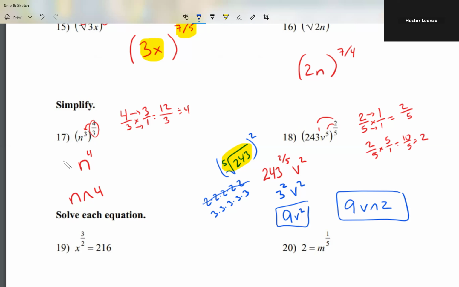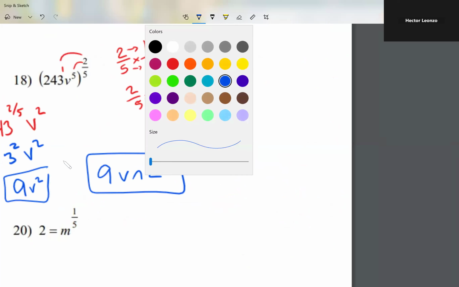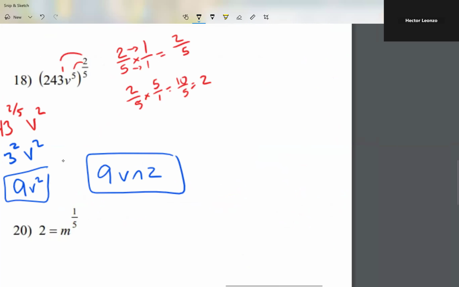Okay, some of you might be like, Mr. Leonzo, I kind of need another example, just on the numbers side. Okay, let's make one up. Let's make a question up. What if I said 8 to the 2/3? Some of you might be like, okay, I have a radical, I have an 8. This is cube root, and all of this to the second. I can do that easily.